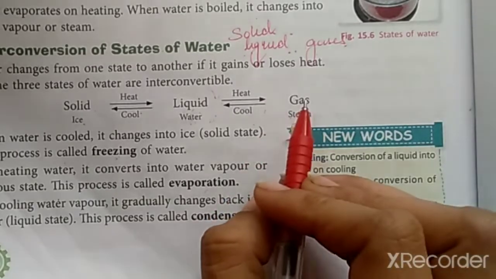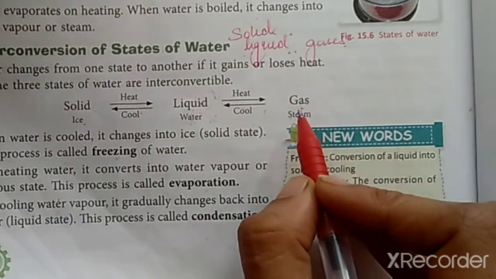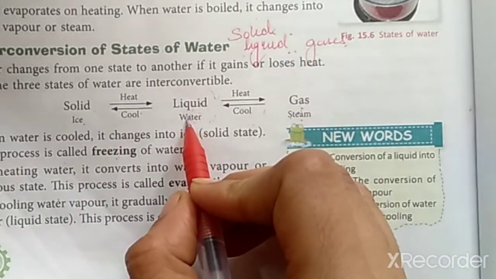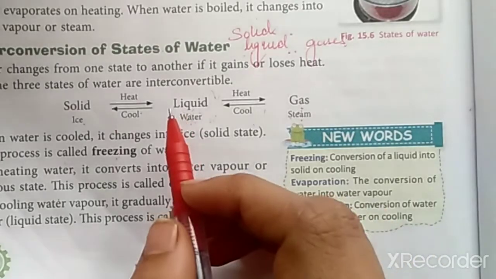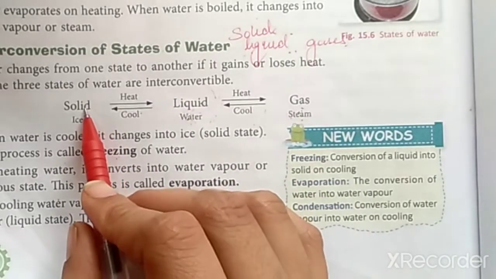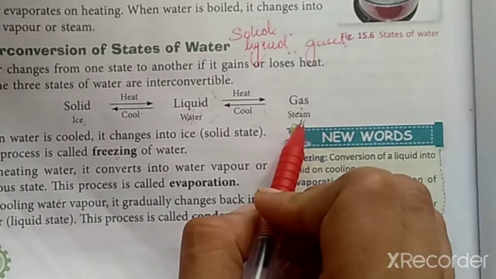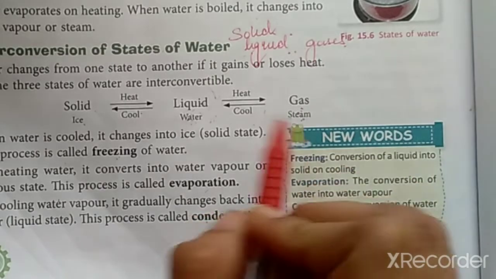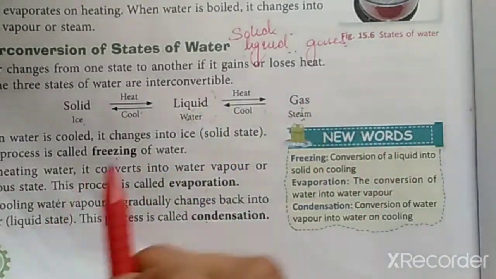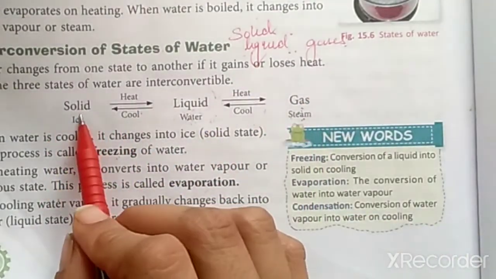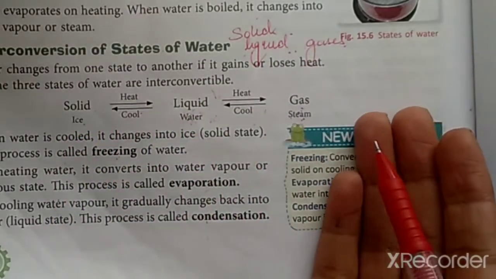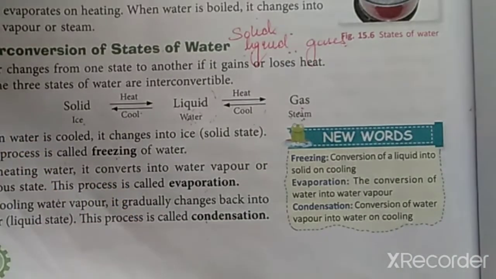And when the gaseous form or water vapor changes back into the liquid state, it is called condensation. So here you can understand that these three states are interconvertible. Even the solid changes into the gaseous state on heating, right? That is known as sublimation, which is not in the course, but still I am telling you. So all these three states are interconvertible. They can change from one state of matter into another state of matter, right?